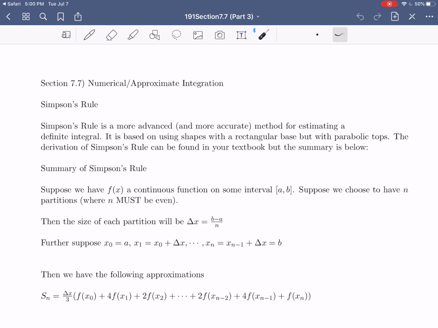In this video, we're going to wrap up section 7.7 by talking about a slightly more advanced method called Simpson's rule. And for this, we're going to not only talk about the summary of Simpson's rule, how do you actually use this rule, but also its error-bound formula.